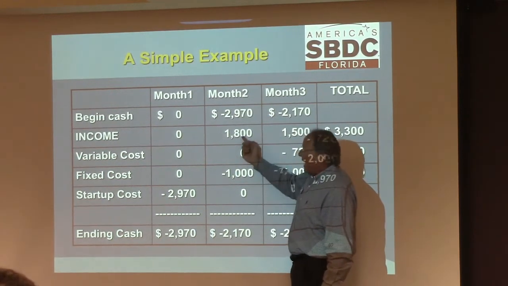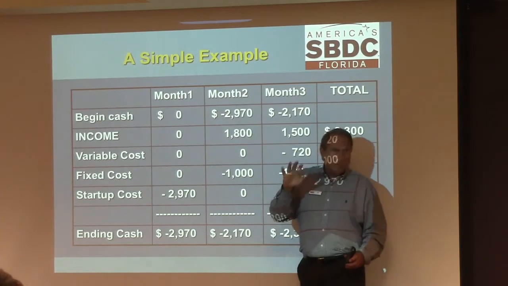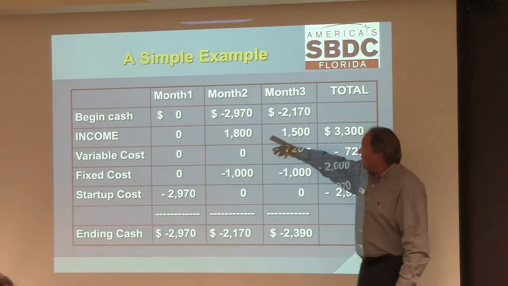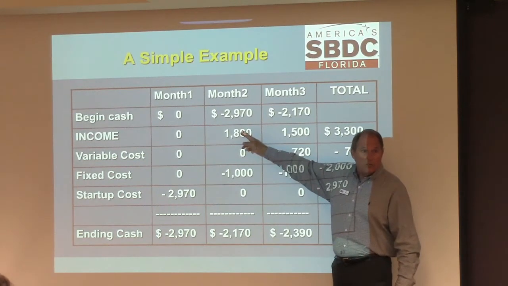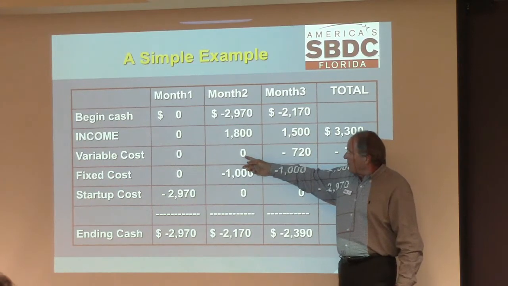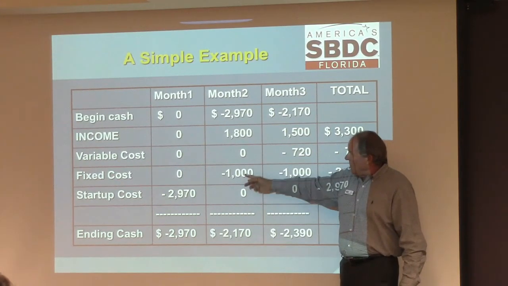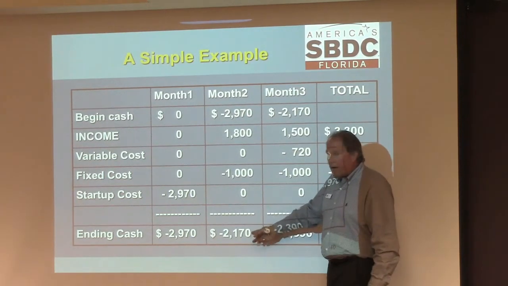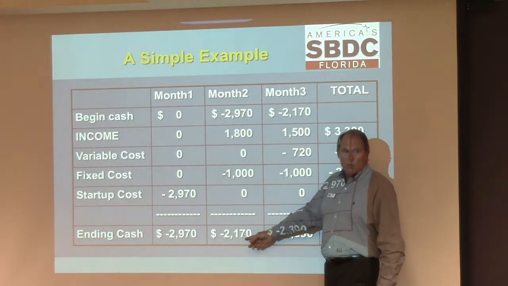Now I'm projecting based on market and what I've talked about and the research that I've done. And this is a pretty good projection I feel, that I can do $1,800 in sales the next month. Now, I'm not going to have any variable costs. My fixed costs are $1,000. So I'm going to be a little bit better, but I'm still in the hole in month 2.